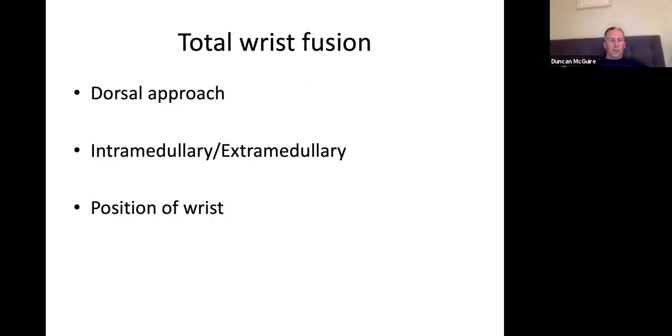It's important to consider the position of the wrist when you fuse it. The best position is slight wrist extension that allows better grip and better function. But if you're going to be doing bilateral wrist fusions, it's best to fuse one in slight extension and one in slight flexion. The main reason for slight flexion is if the patient needs to go to the toilet, they have to wipe themselves. It's very difficult to do that if your wrist is fused in slight extension. So that's the main reason to fuse one in slight flexion.